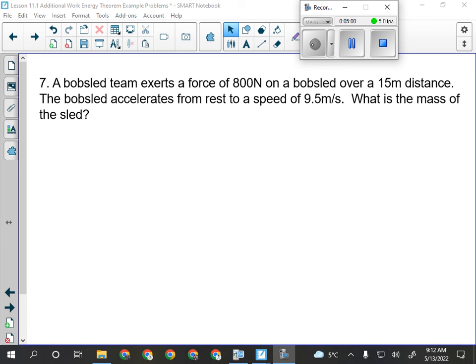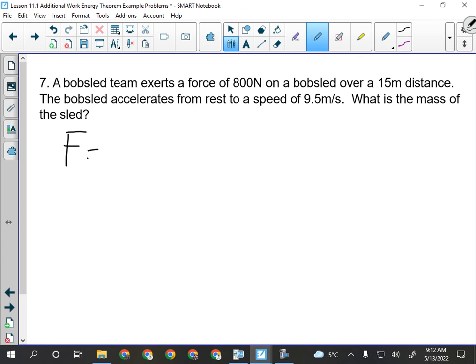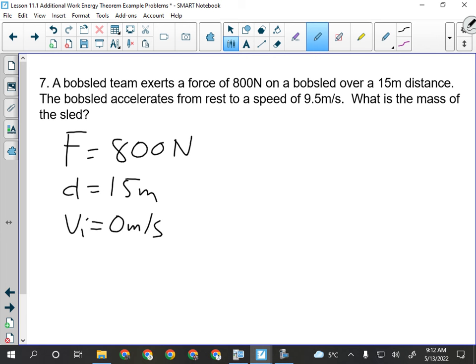Okay, so we've got the bobsled team exerts a force of 800 newtons on a bobsled over a 15-meter distance. The bobsled accelerates from rest to 9.5 meters per second. What's the mass of the sled? It's the first time we've had to solve for mass.